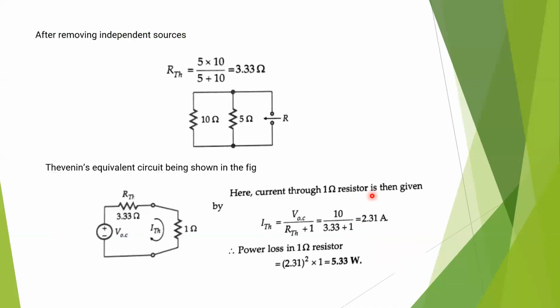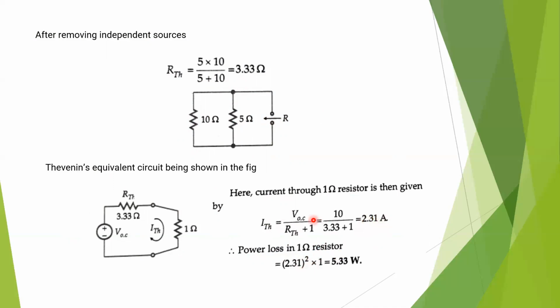After removing all the independent sources, we'll calculate the value of RTH. We can clearly see that this 10 ohm is parallelly connected with 5 ohm resistance. So we will get that RTH equals 3.33 ohm. And finally, we are drawing this equivalent circuit and we are calculating the value, that is power loss in 1 ohm resistor.